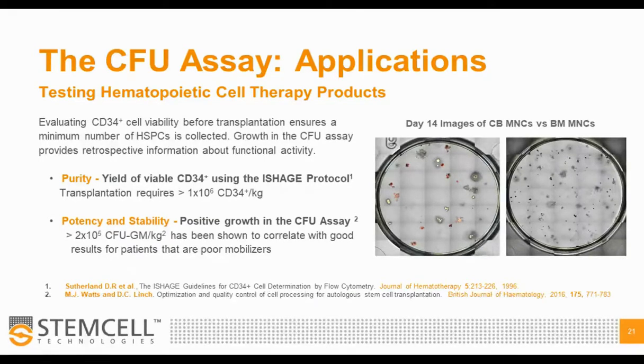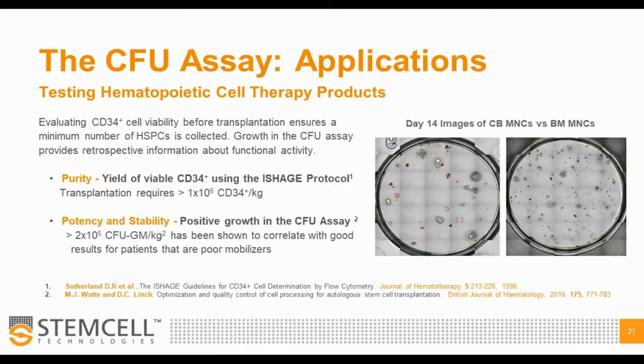In fact, some recent publications by Dr. Watts and Lynch here, and this reference is included down here, show that if you've got a poor mobilizer, and this happens quite a bit with patients with disease, you basically have no choice. You inject them anyway, and if you've done a CFU assay, typically what you find that correlates with good engraftment is when patients present with 2 by 10 to the 5 CFU-GM per kilogram.